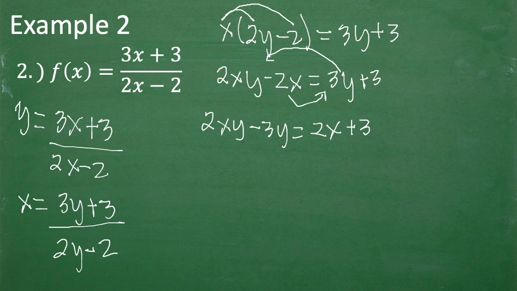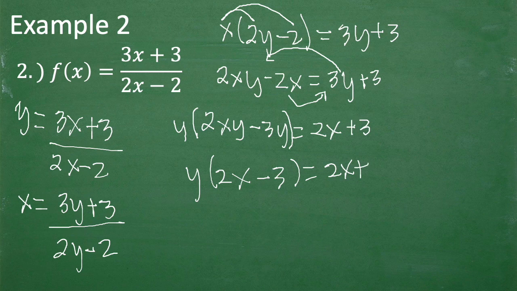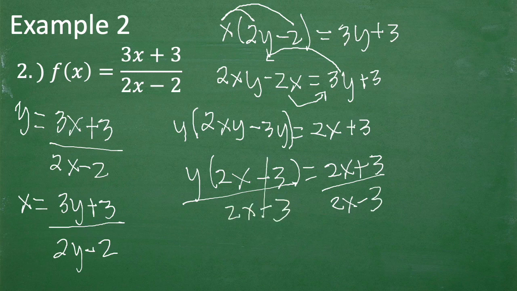Okay, and then we combine like terms. We factor out y on this side. So we have y times (2x minus 3) equals 2x plus 3. And we can divide both sides by 2x minus 3. And then we will be left with y equals (2x plus 3) all over (2x minus 3).